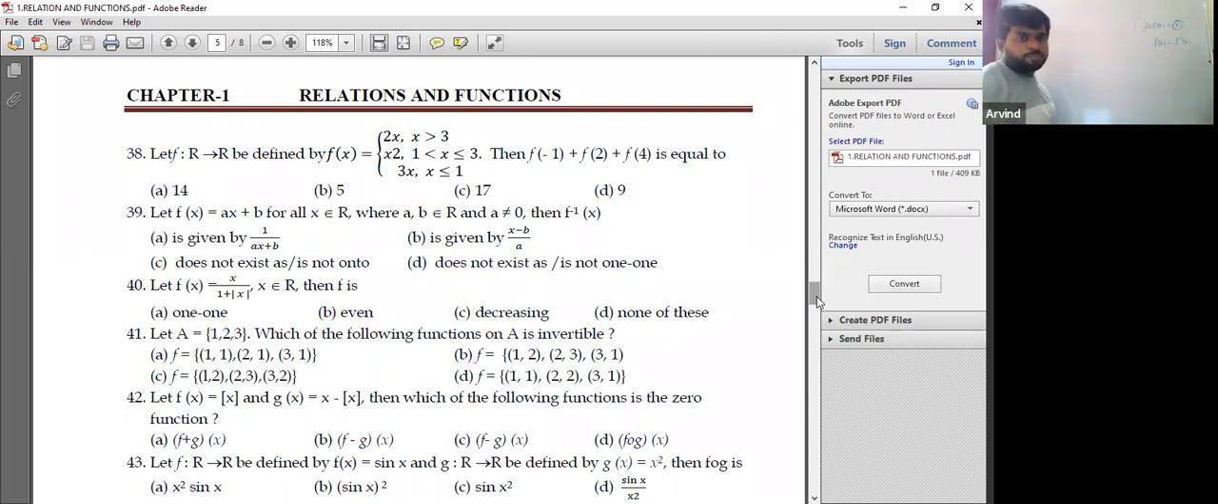When the x value is greater than 3, you have to take 2x. When the x value is between 1 and 3, you have to take x square. If the x value is 1 or less than 1, you have to take 3x. You have to take the 3x function.